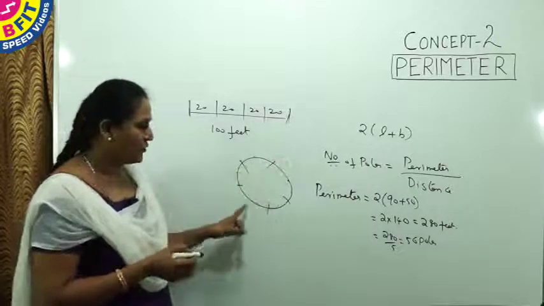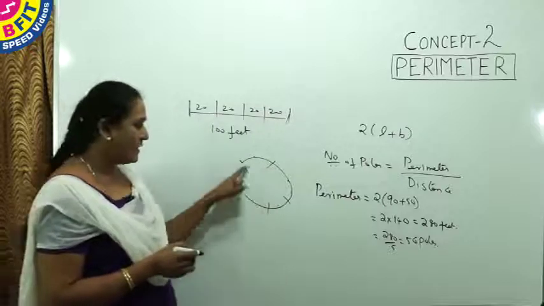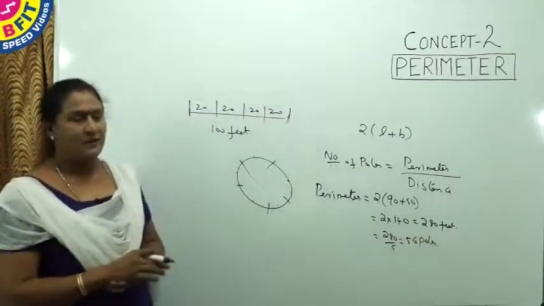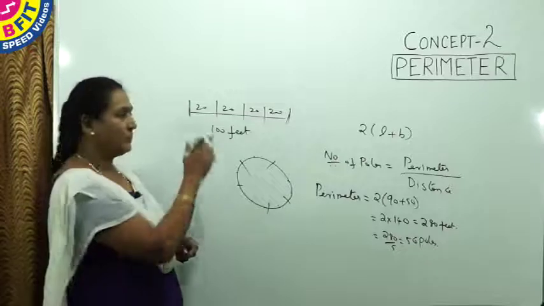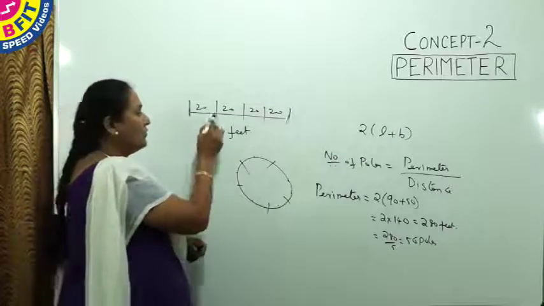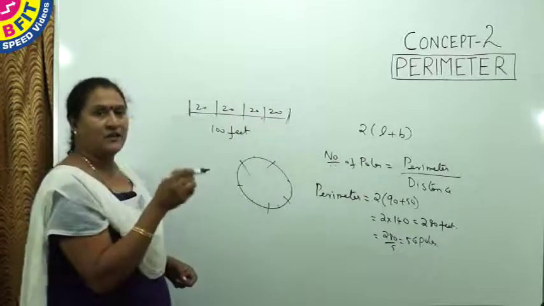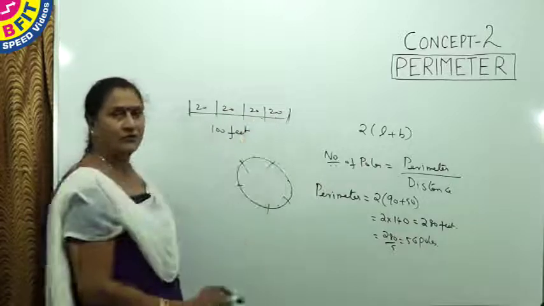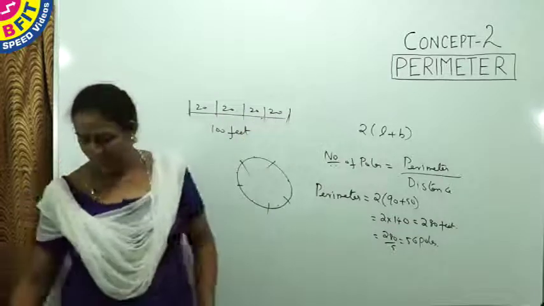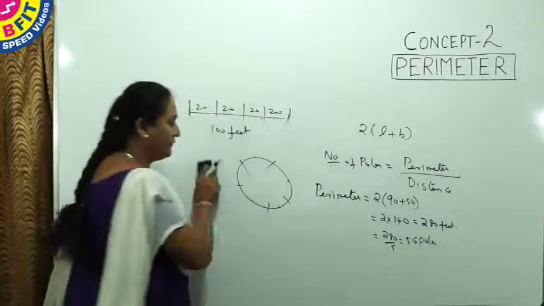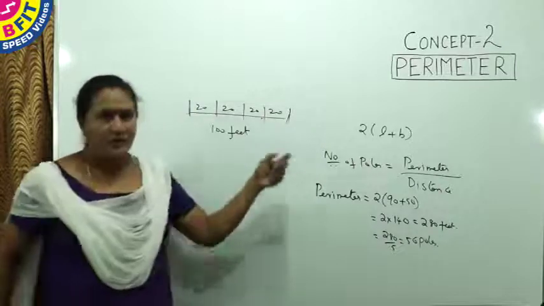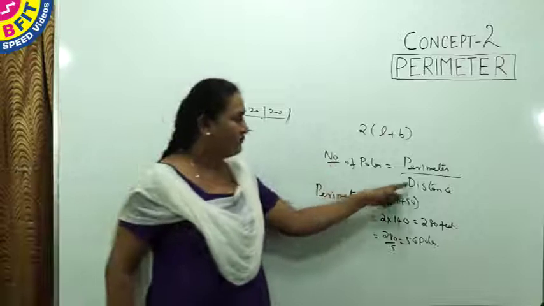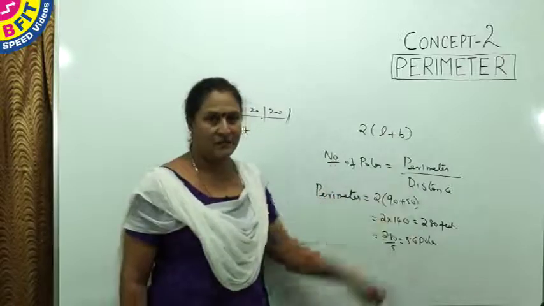So when it is a closed shape, the number of poles and intervals are the same. When it is an open one, here we have 5 poles, 1, 2, 3, 4, 5, and how many intervals? 1, 2, 3, 4. So only 4 intervals are there. So when the number of poles is asked for a perimeter, divide by distance. Number of poles is perimeter by distance.